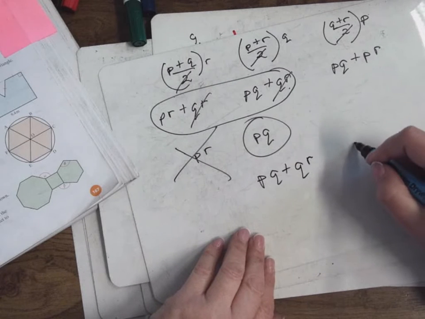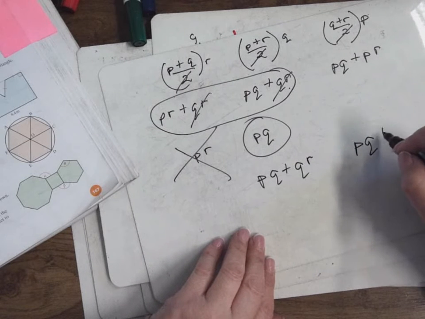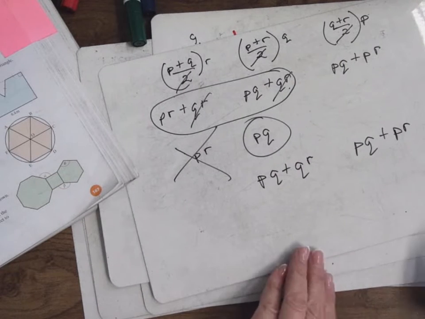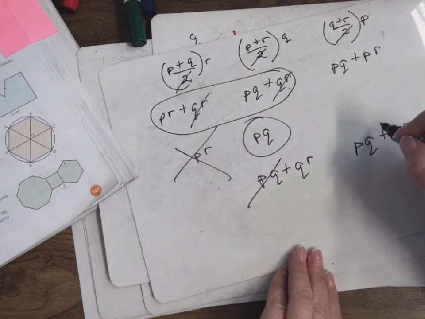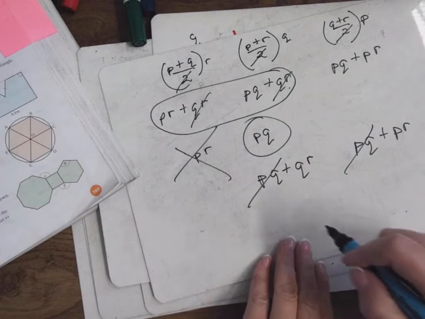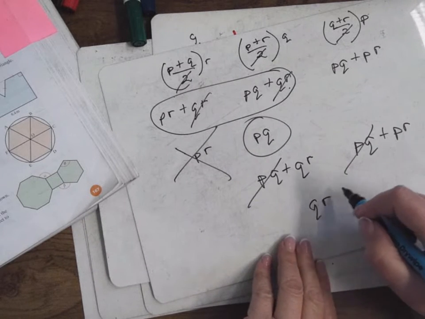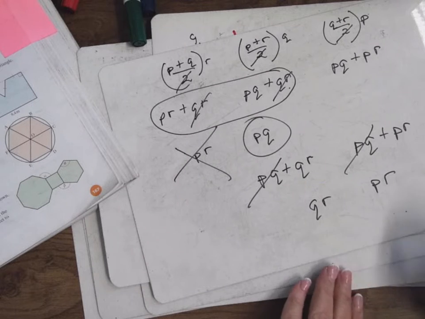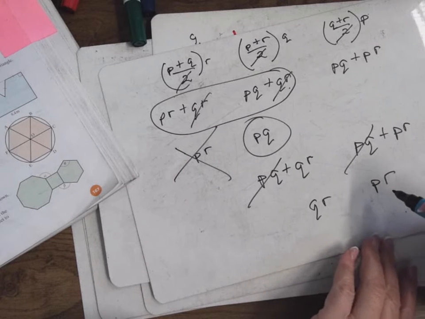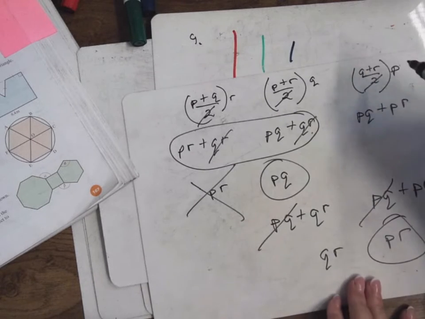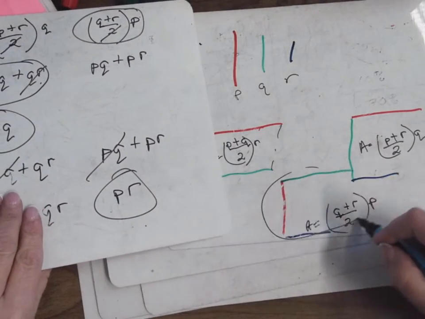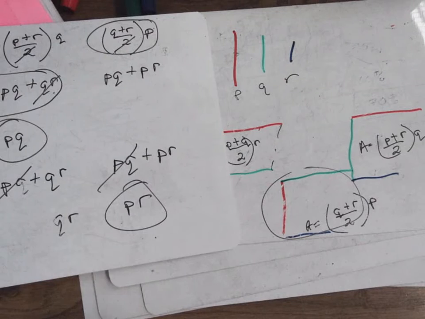I'm now comparing that with PQ plus PR. So I'm trying to figure out which one is bigger. Agreed? There's a PQ in each one, so that's not going to affect each one. So I'm actually comparing QR with PR. So, which is bigger? PR, isn't it? Because P is longer than Q. So this is bigger. So this is the biggest trapezium, which is this one. Is that right? Are we good?